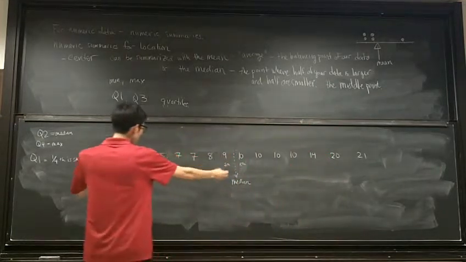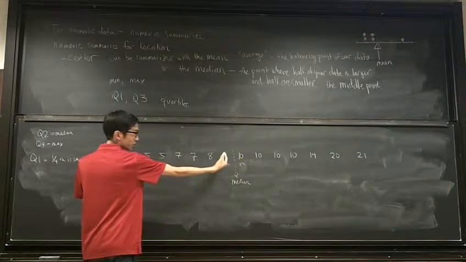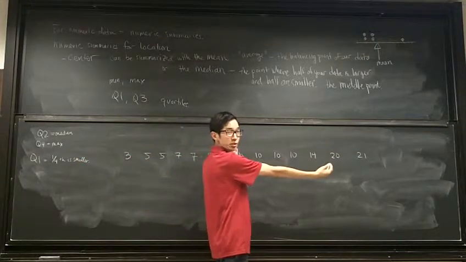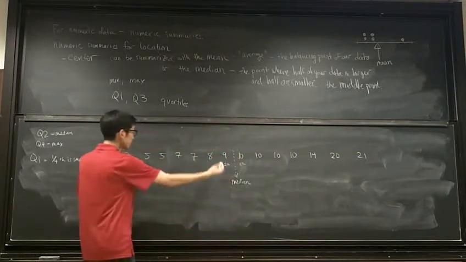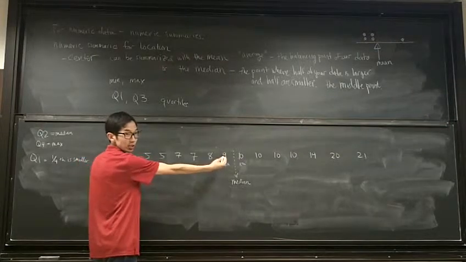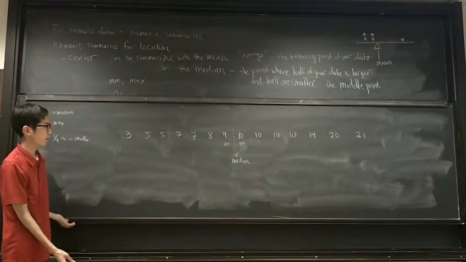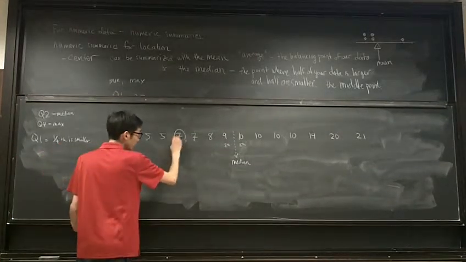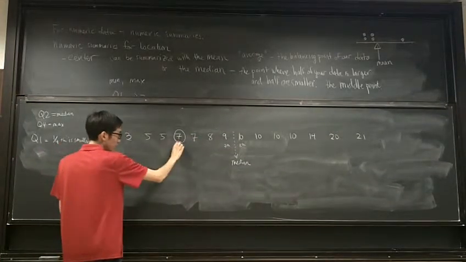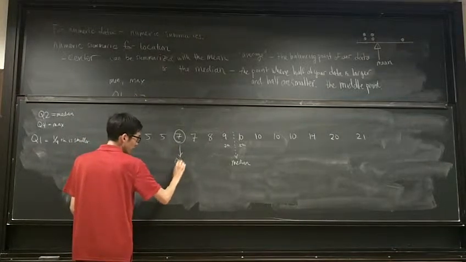So once I found the median, I've got 7 numbers that are smaller than it, and I've got 7 that are larger than it. So with this 7, I'm going to find the median of these 7 numbers. And what's that going to be? It's this number right here. This is the median of the 7, and this is going to be Q1.